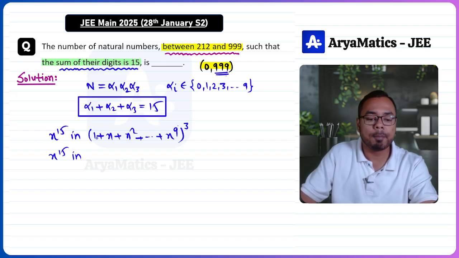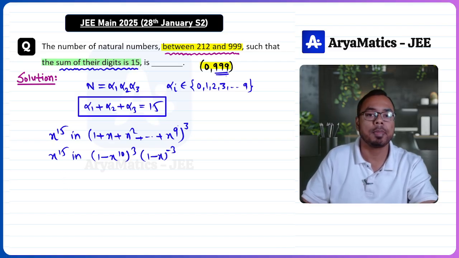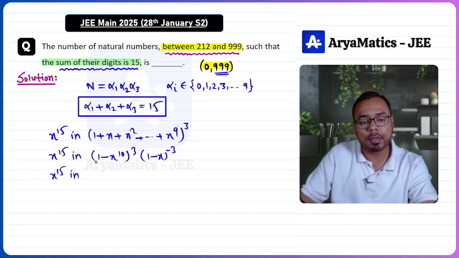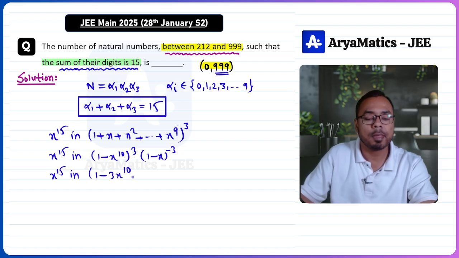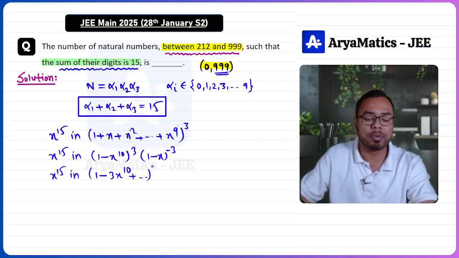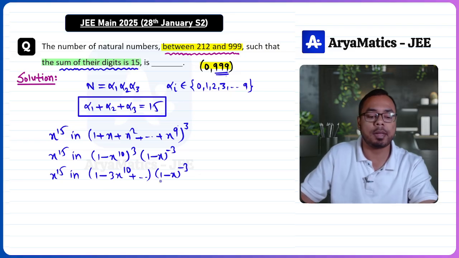So this is a GP. Using the formula for GP, it will be (1 minus x raised to 10) raised to 3 times (1 minus x) raised to minus 3. So we need the coefficient of x raised to 15. Now this one you can expand using the binomial: we have 1 minus 3 into x raised to 10, and the next term will be x raised to 20. We are interested in the coefficient of x raised to 15, so we will not write that term, and then (1 minus x) raised to minus 3.